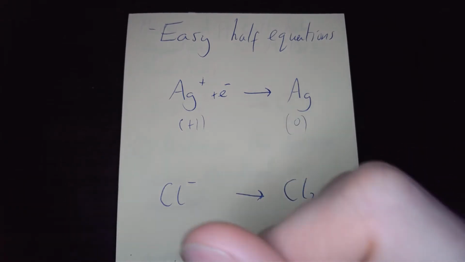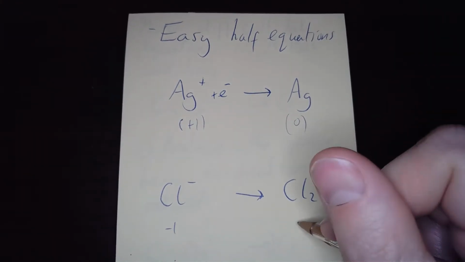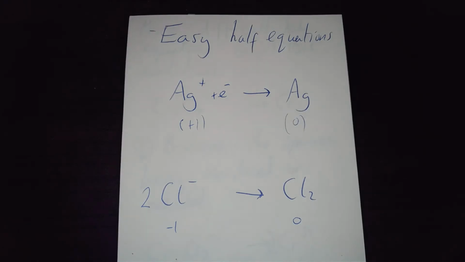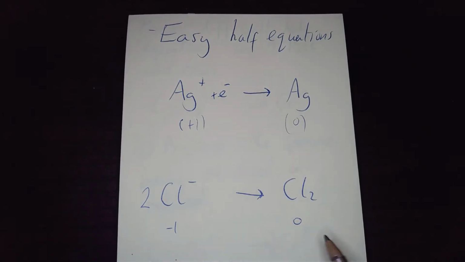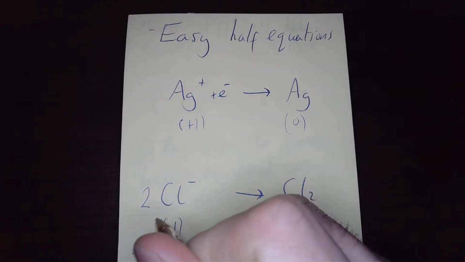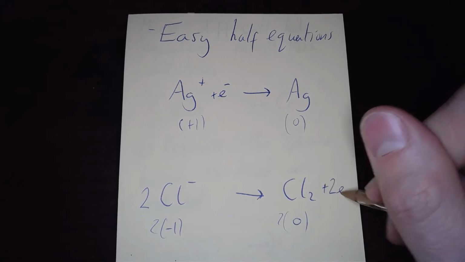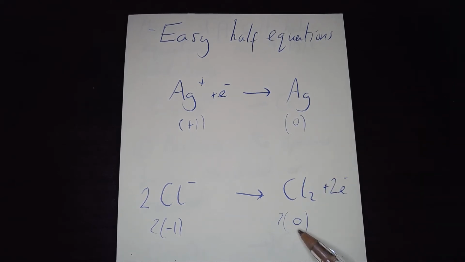On this one, we've got -1, and we've got 0. It's not balanced though. We've got 2 chlorines here and only 1 here, so we need 2 there. So the chloride ions have lost electrons, gone from -1 to 0, and each chloride has gone from -1 to 0. So in total, 2 electrons have been lost. So again, the electrons have gone to the side with a more positive oxidation number. Be careful as well. First of all, you make sure the thing that is being oxidised or reduced is balanced.